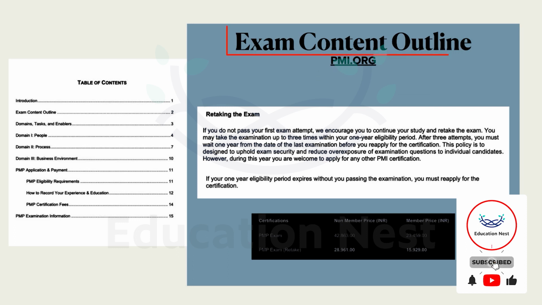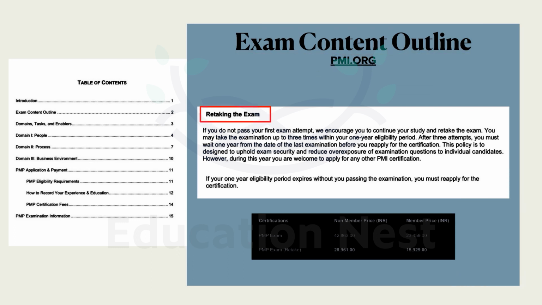Moving on is the exam content outline. What we have here is a little note about retaking the exam. PMI says here that you can take the exam up to 3 times. It means the first attempt plus 2 retakes. So God forbid, if you do not secure the pass even after the 3rd attempt, you will have to make sure that you have a gap of 1 year to apply for the 4th time. And the exam fee for the retake is going to be as shown on the screen here.